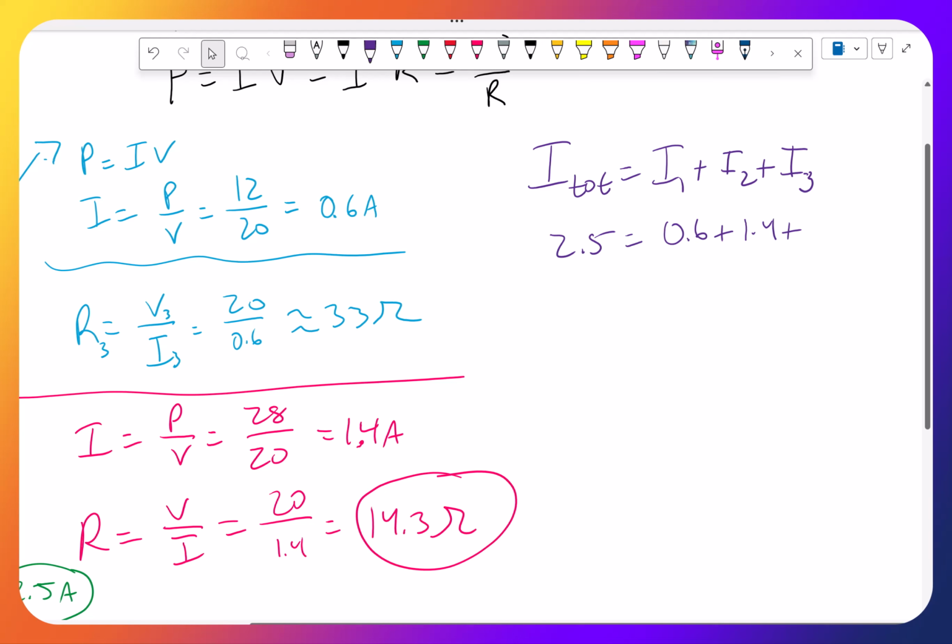And there you go. You can always check yourself because the voltage is 18 volts and it should add up to the voltage drop across each resistor. So we got 3.5 plus 6 plus 8.5, and sure enough, that adds up to 18 volts.